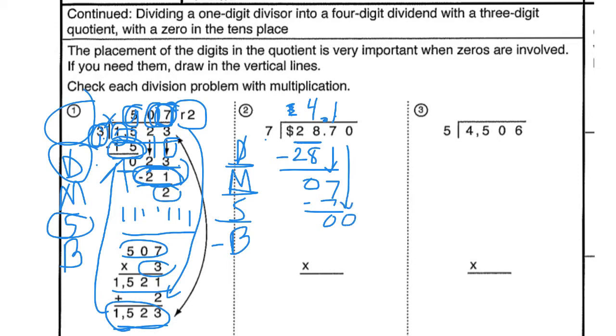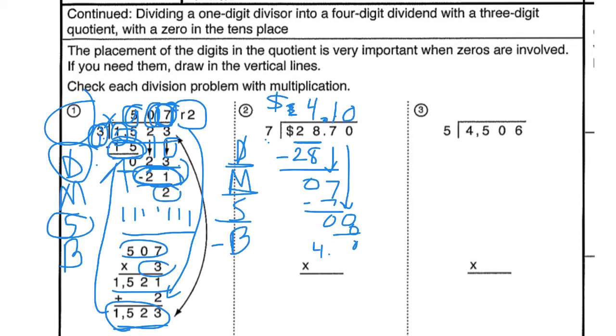And then we're doing 0 divided by 7, which of course is 0. 0 times 7 is 0. Subtract and still get 0. You don't really have to do that part. Okay, and then let's put a dollar sign on here to go with the $4, make it $4.10.